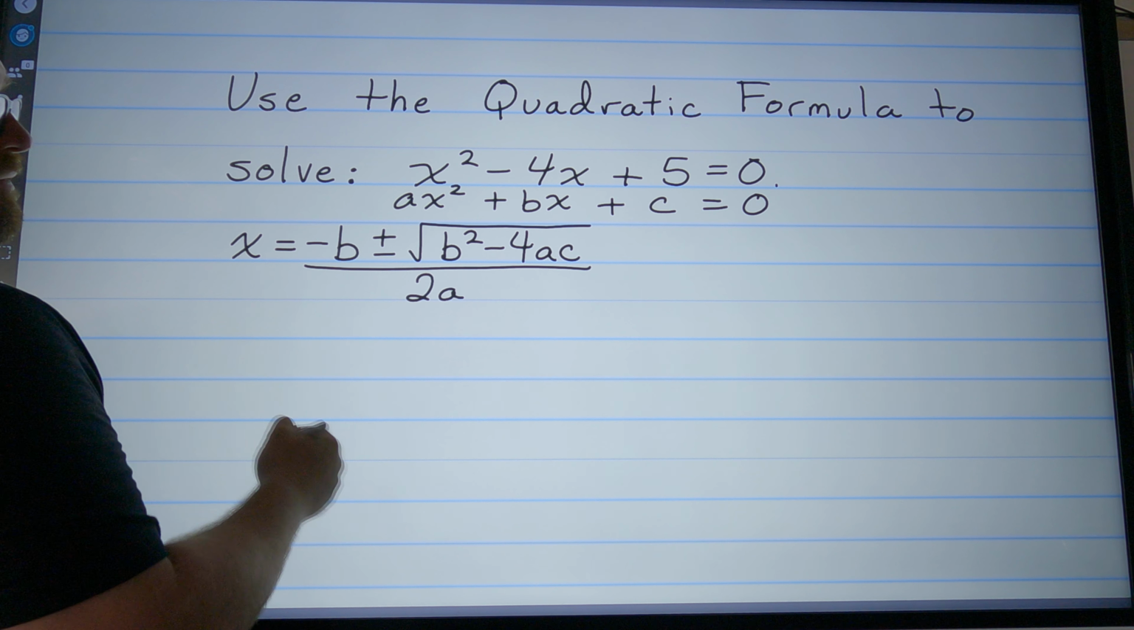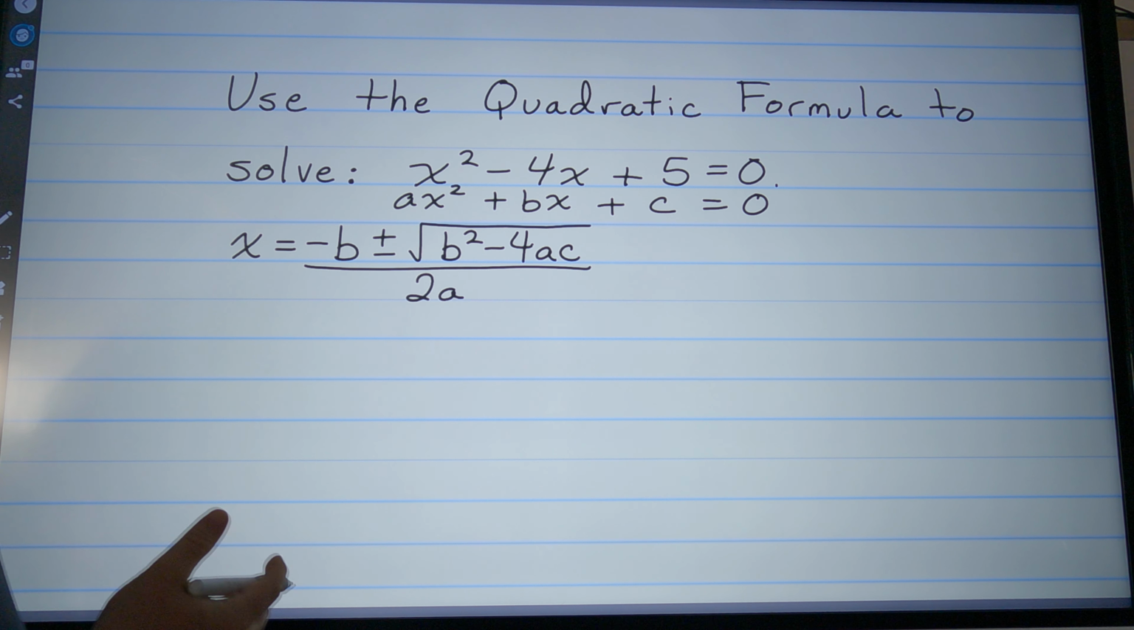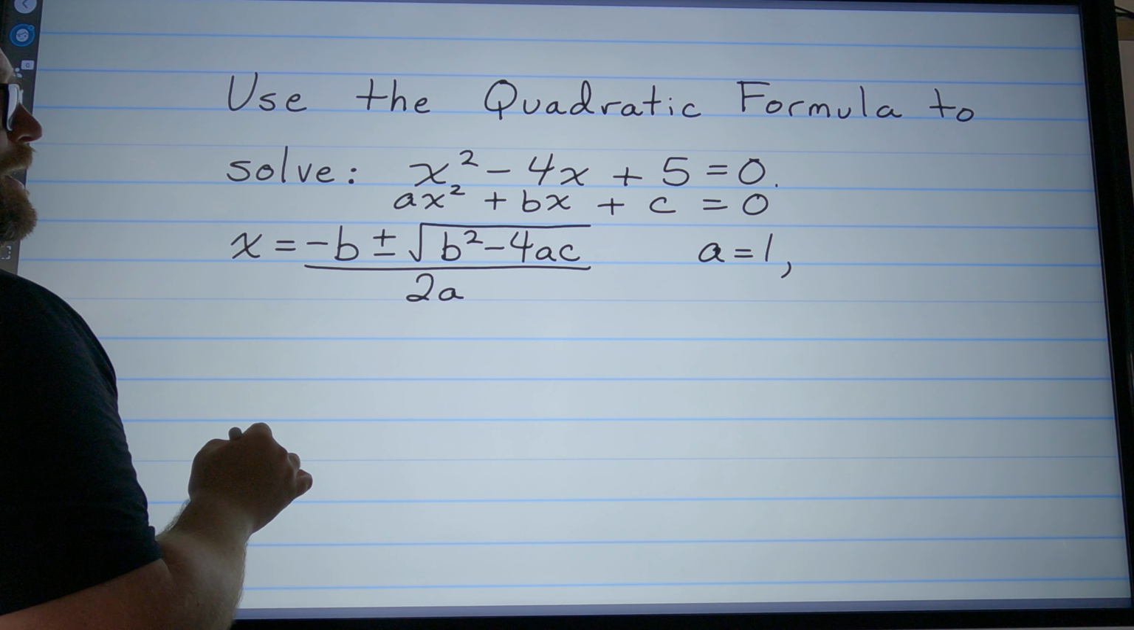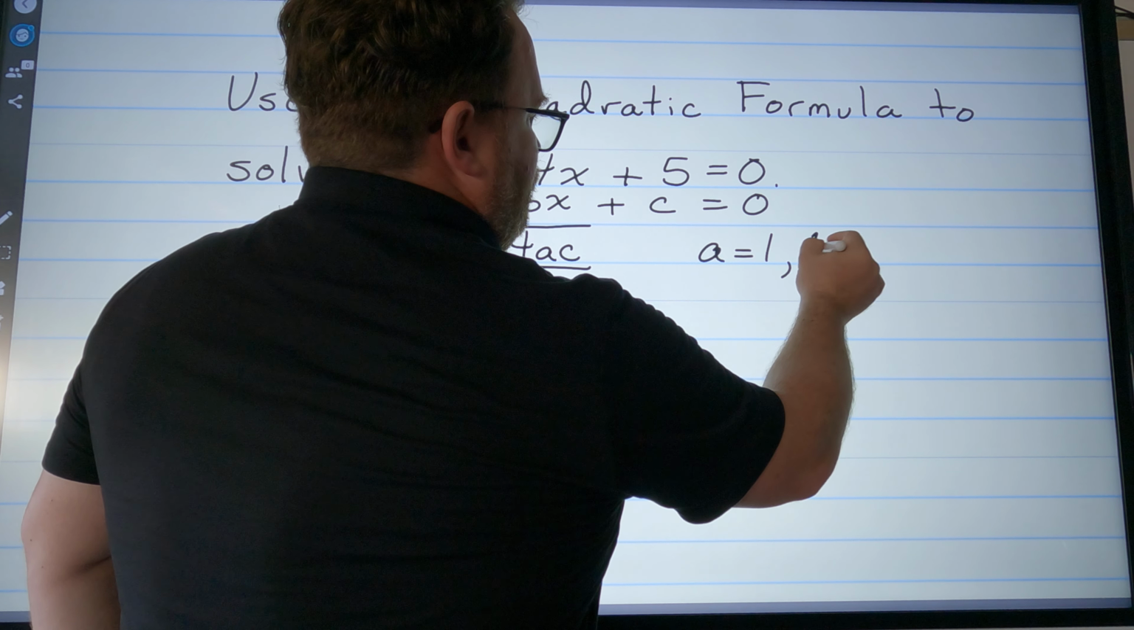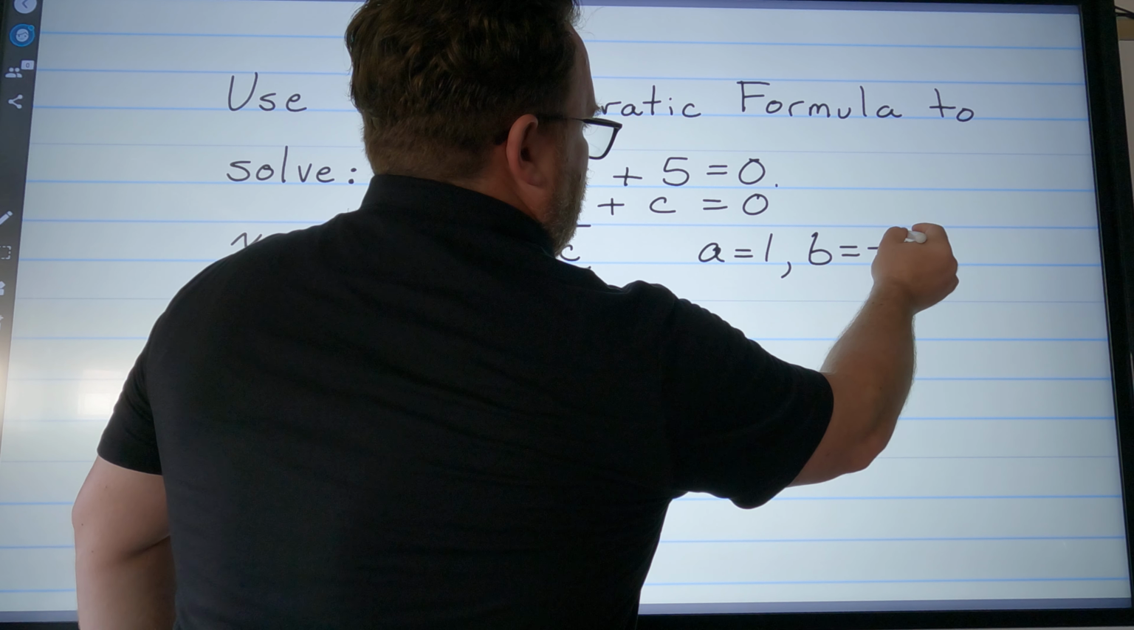So a is the number in front of x squared. There's no number written though. Well, when there's no number written, the number is 1. So a is 1. b is the number in front of x. So we could think of this as plus negative 4. So b is negative 4. And then c is the constant, the number by itself, so c is 5.